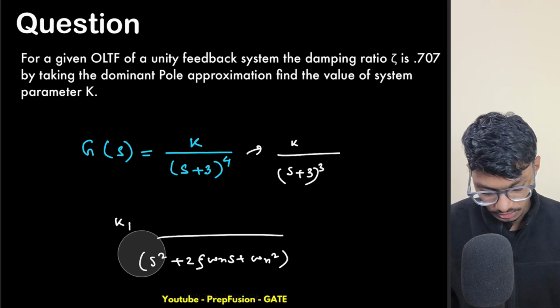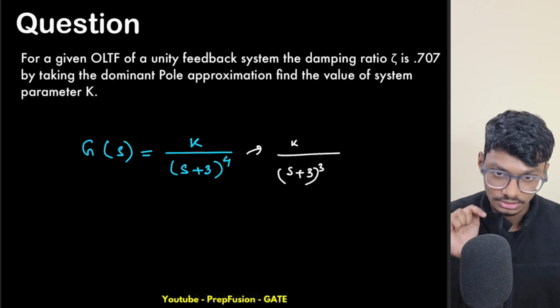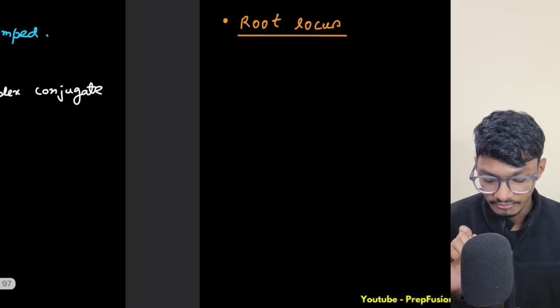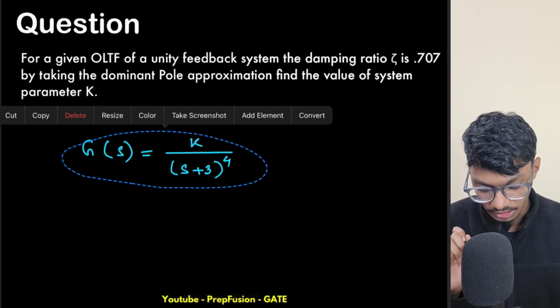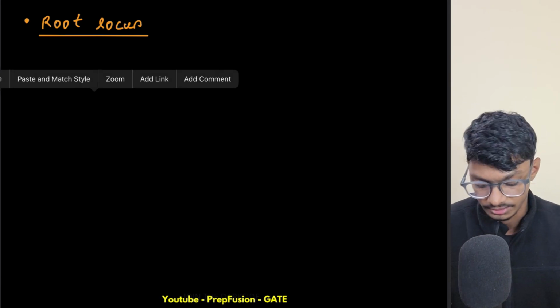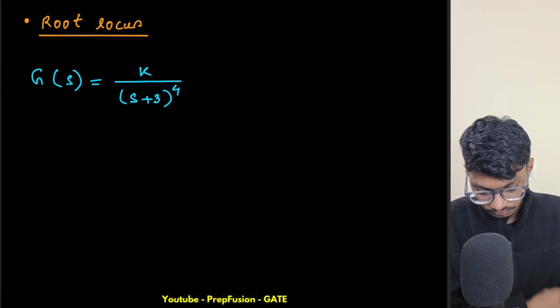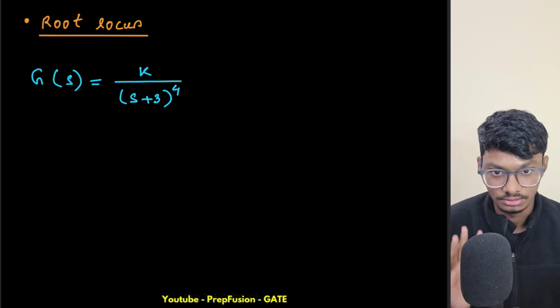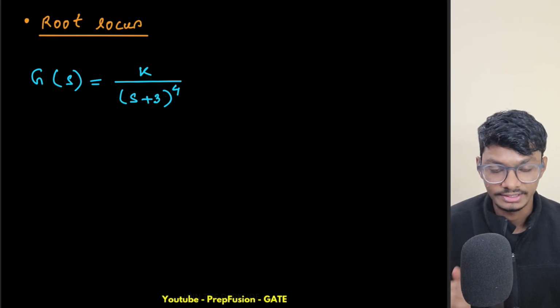So for a third order equation also, you can use the same method that I will show you now. We will have to use the concept of root locus. And what is the concept of root locus? Let's first draw the root locus, and from there we will understand. So basically, what were the steps? Now this is a very easy plot, right? For root locus, this is a very easy OLTF.